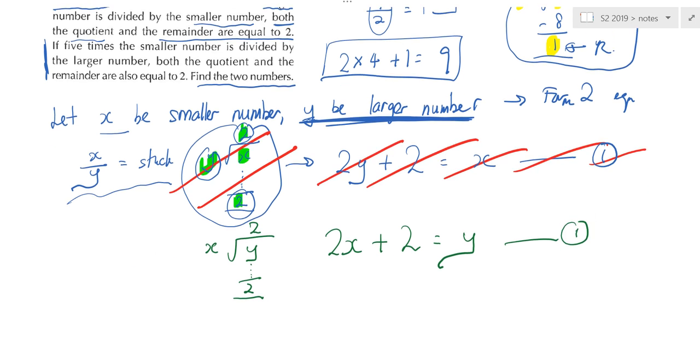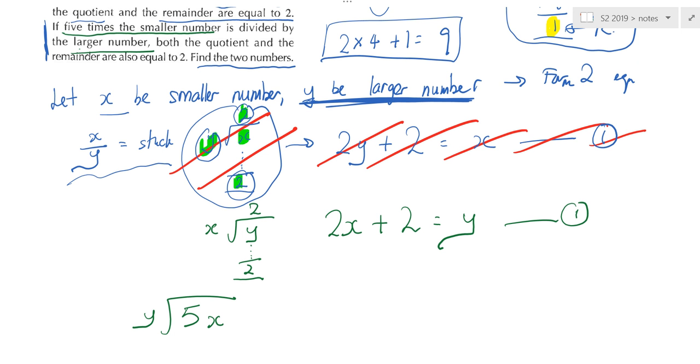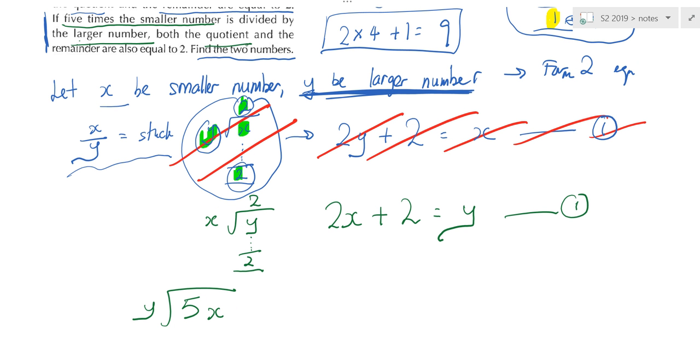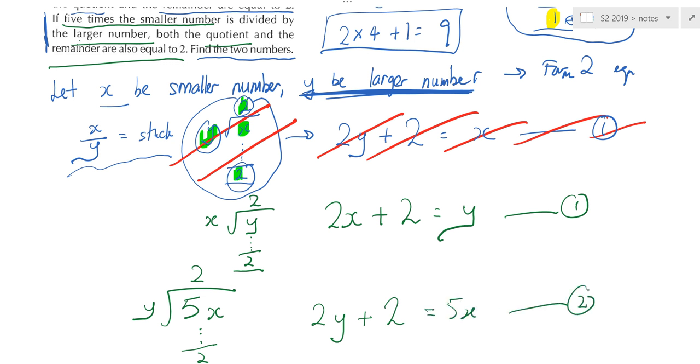It says here the smaller number times 5 is divided by the larger number. Both the quotient and remainder are equal to 2 again. So what can I say? 2y plus 2, the remainder, equals 5x. Another equation. Then you solve.